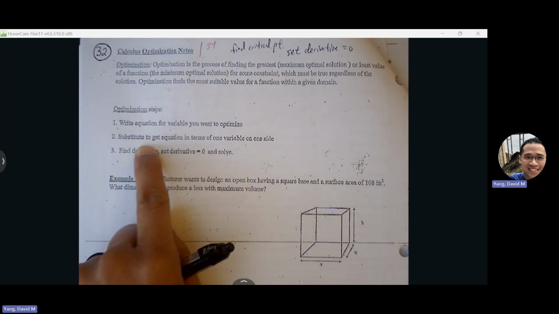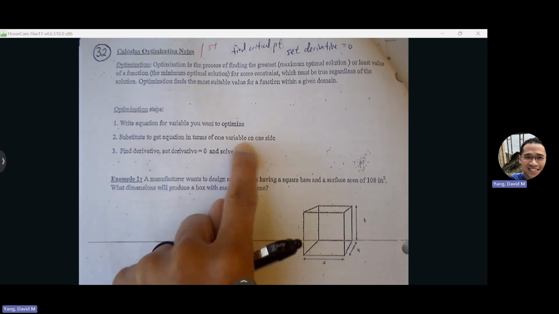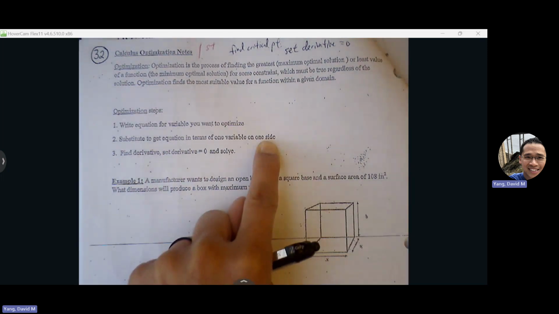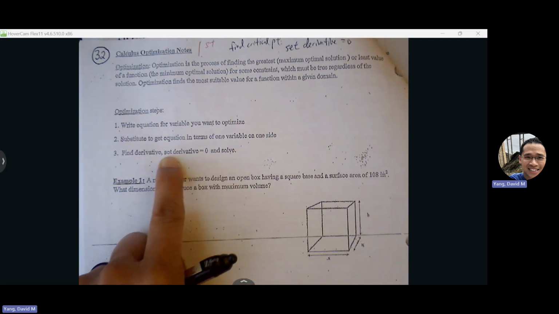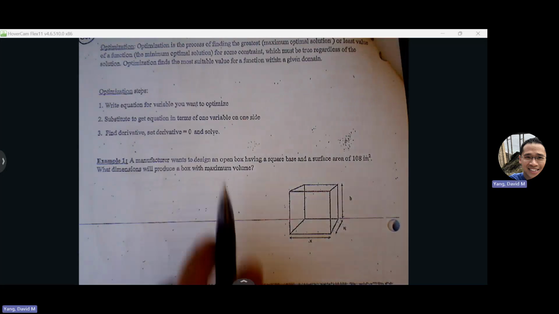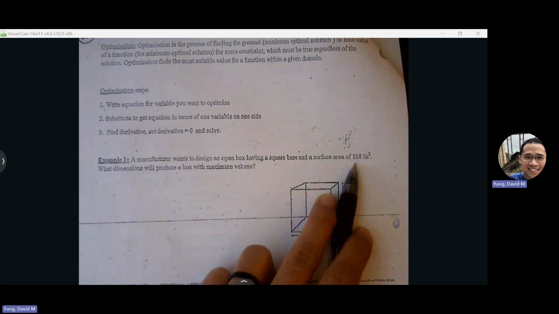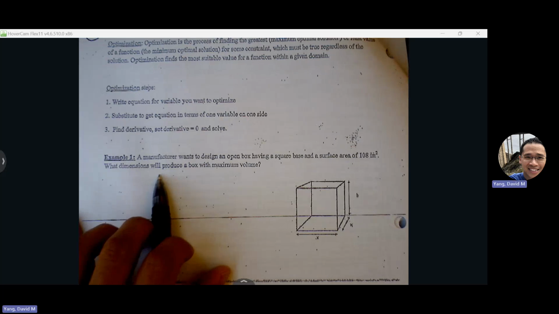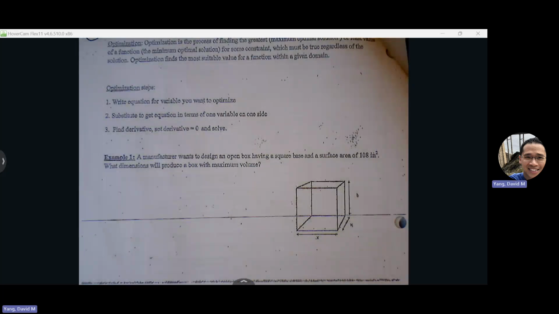But a lot of times that equation is in terms of two variables, and we have to get it down to one variable. So we have to use a second equation to make the substitution into that first equation, that primary equation. And then from there, we find the derivative, set the derivative equal to 0, and then we solve. Okay, so let's look at example 1. A manufacturer wants to design an open box having a square base and a surface area of 108 square inches. What dimensions will produce a box with maximum volume?